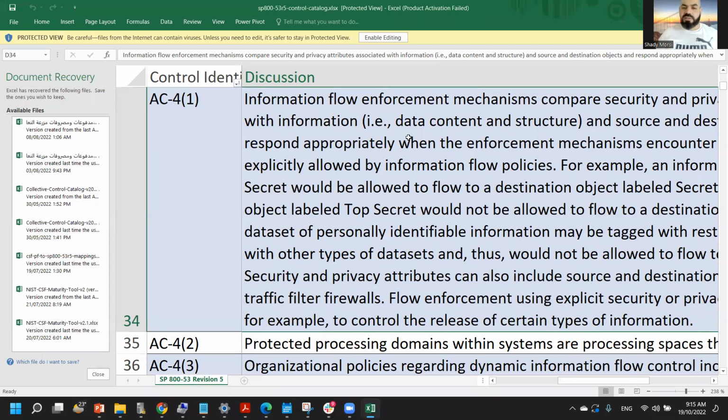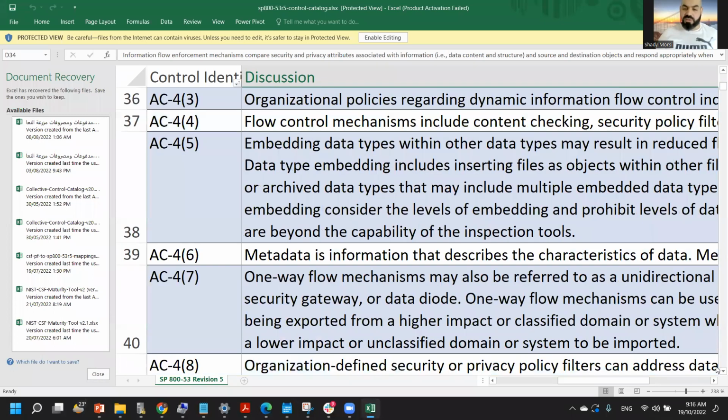Okay, this is going to be information flow enforcement mechanism, compare security and privacy. And I just wanted to show you that it will tell you that you need to really protect different zones using your unclassified domain system. One-way flow mechanism may also be referred to as unidirectional. This is specifically, guys, see, one-way flow mechanism, this is used in SCADA.